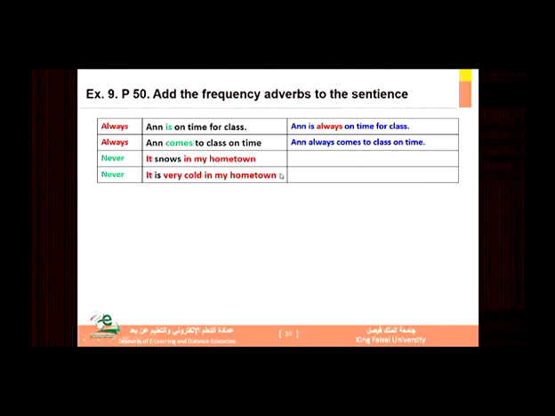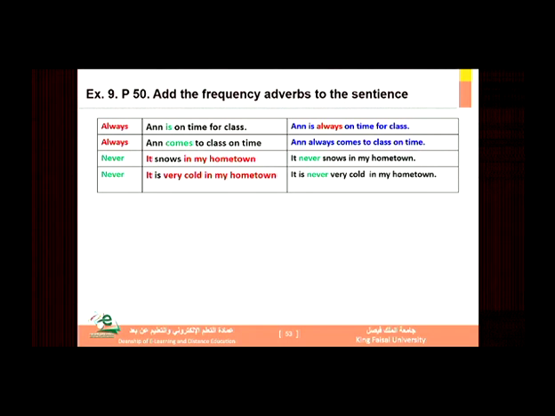Moving to the following pair of sentences where we need to add the adverb never. It snows in my hometown. It is very cold in my hometown. Look at the first sentence. We have the verb snows, simple present verb, main verb. Now we know that the adverb of frequency comes before the verb, so we can say it never snows in my hometown. While when we have verb to be, it is very cold in my hometown, it is never very cold in my hometown. The adverb never comes before the verb in the first, and after the verb to be is rather than before in the second.